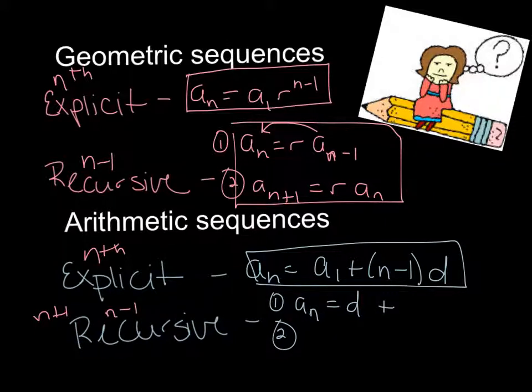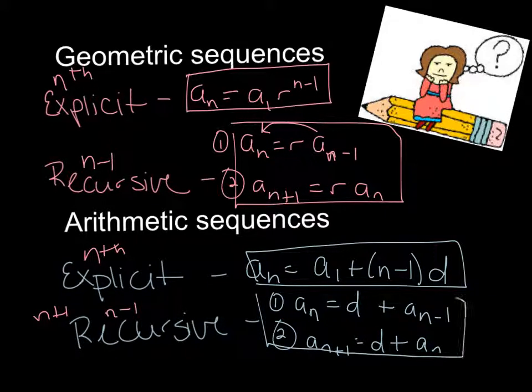So it's going to be a sub n equals d plus, because you're arithmetic, a sub n-1. Had a little trouble writing, but that's okay. Okay, and the other one would be a sub n+1 equals d plus a sub n. Okay, so I prefer the first of the two, but they both work.